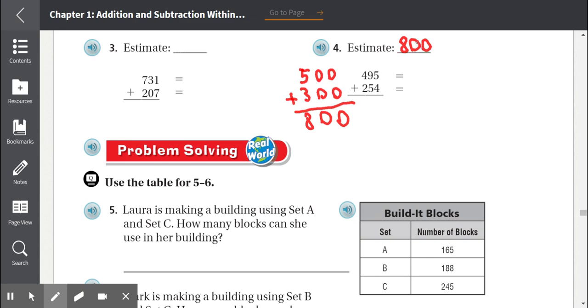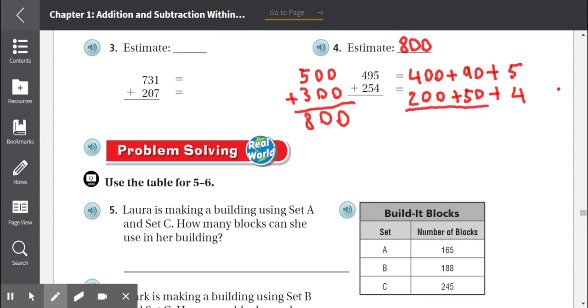So now let's break apart 495. We have 4 hundreds, so that equals 400. We have 9 tens, so that equals 90. We have 5 ones, that equals 5. Now 254, we have 200 plus 5 tens equals 50 plus 4 ones.